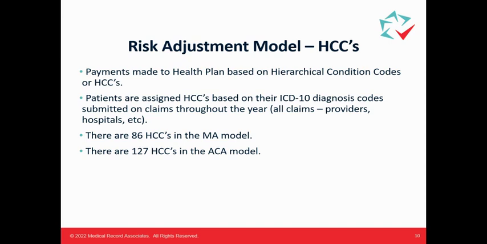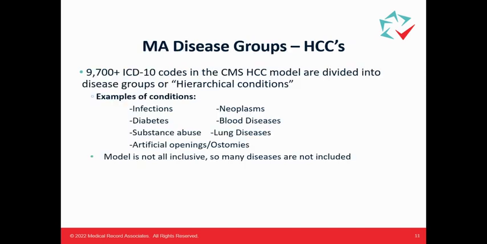Overall, there are 86 HCCs in the MA model, and 127 HCCs in the ACA model. For MA disease groups in HCCs, there are 9,700 ICD-10 codes in the CMS HCC model, and they are divided into disease groups or hierarchical conditions. Examples that you'll see in this group are infections, diabetes, substance abuse, neoplasms, blood disorders, lung diseases, artificial openings, and ostomies too. The model is not all inclusive, so many diseases are not included, okay?